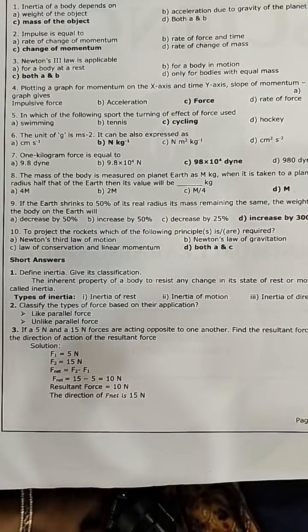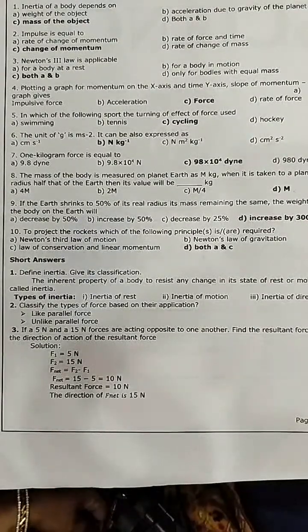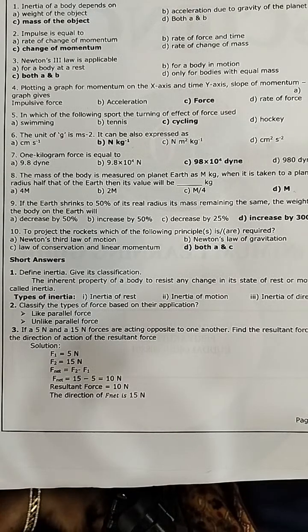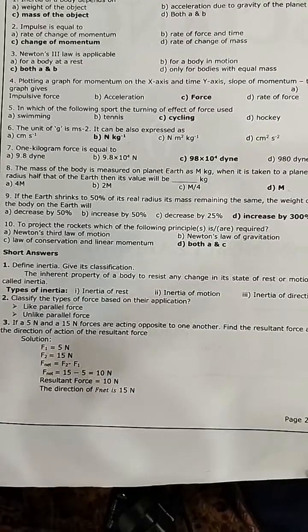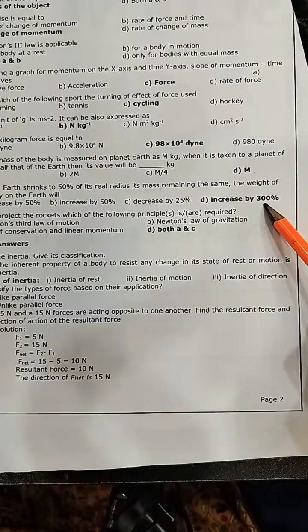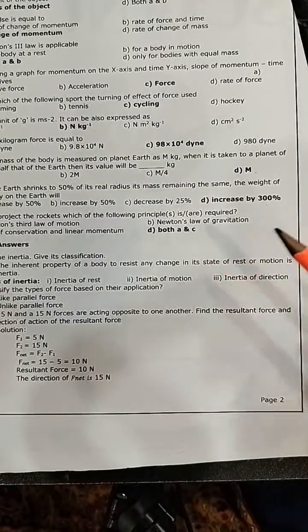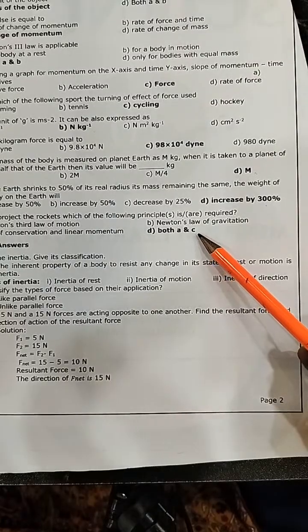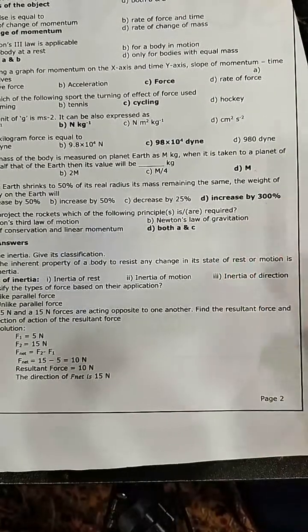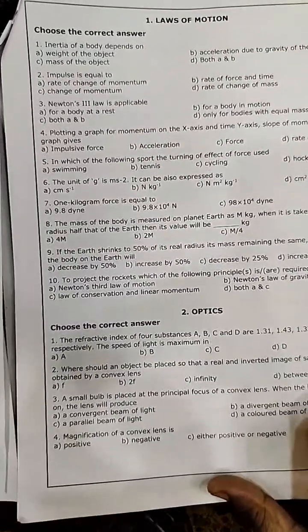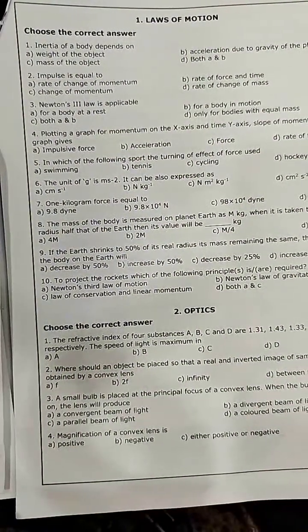If the Earth shrinks to 50% of its real radius, its mass remaining the same, the weight of the body on the Earth will increase by 300%. To project the rockets, which of the following principles are required? Both A and C. Okay, so we'll simultaneously have the test in the first lesson, then we'll move on with the second. Now I've shown you the questions. You can type the answers.